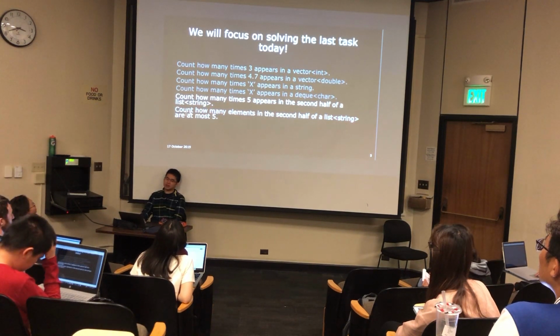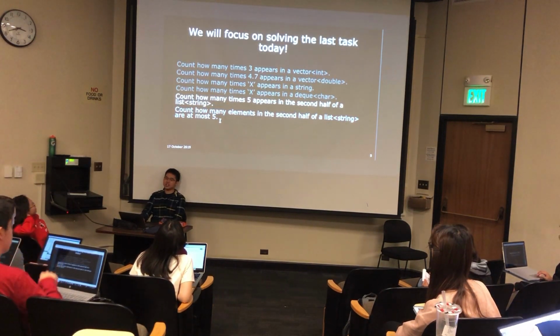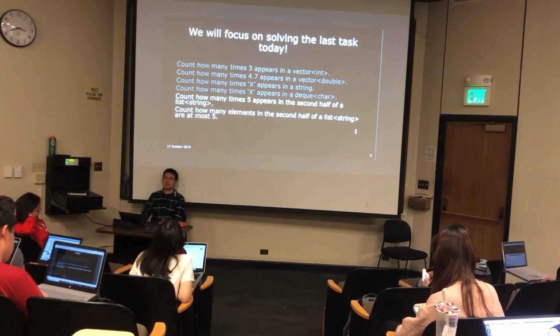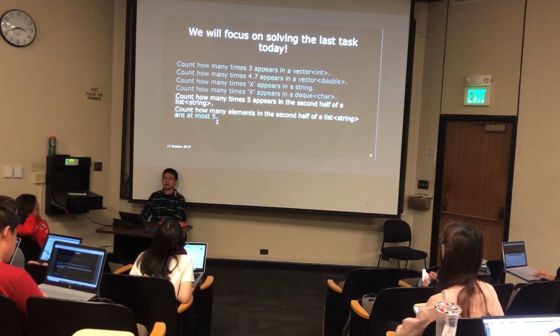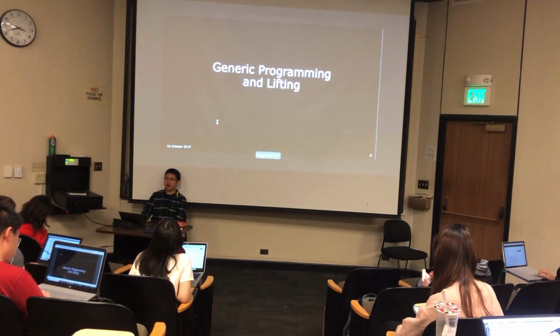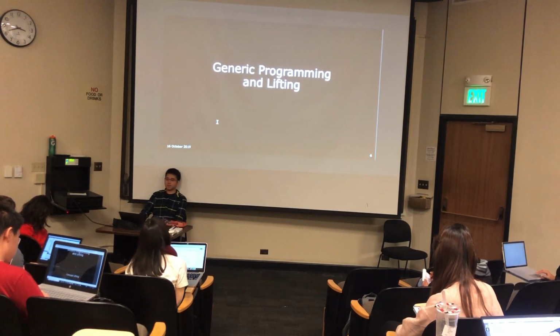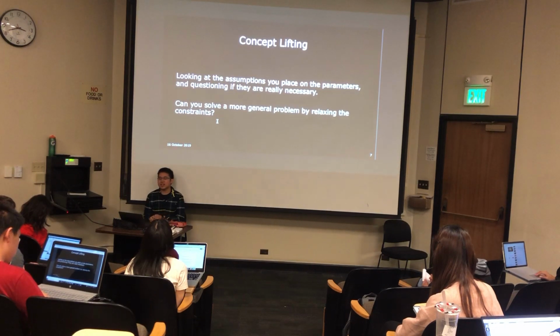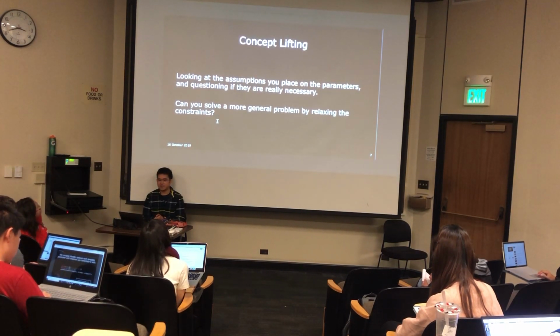But we're going to try to solve a more generic question, which is to count how many elements are in a certain range. But instead of just being equal, we're saying, okay, are at most 5. But before we get to that, let's quickly talk about the generic programming concept of lifting. Concept lifting is the process where we look at the assumptions we place on the parameters, and we question if they're really necessary.